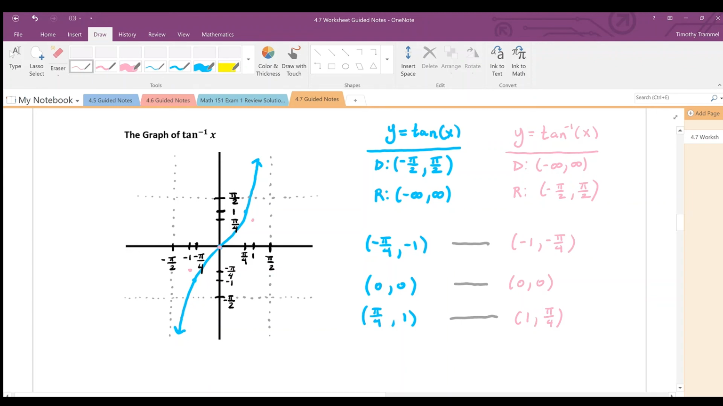All right, now let's go ahead and connect the dots, and we'll make sure as we're doing that, as x gets really big, we'll get closer and closer to pi over 2, and as x gets really small, we'll get closer and closer to minus pi over 2. So there's one half of it, and let's get in the other half. Okay. There it is, and it should look like it's been reflected across the line y equals x.